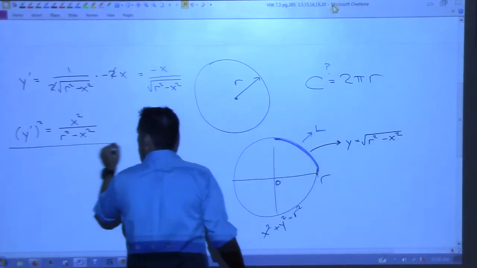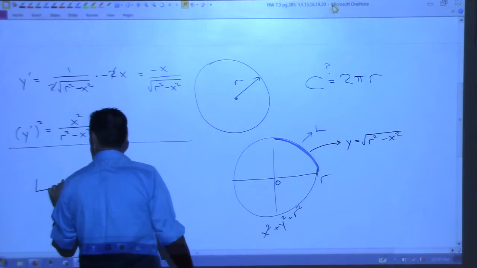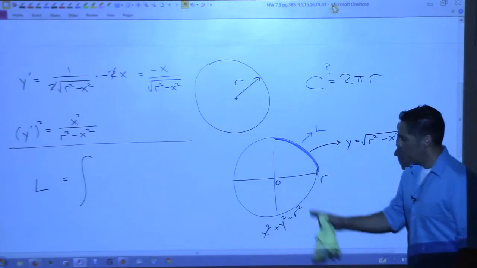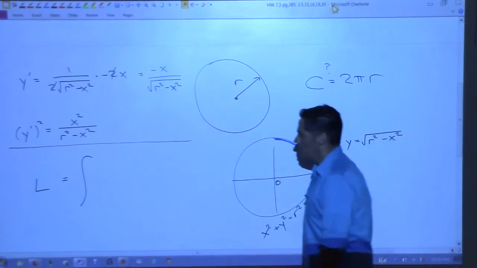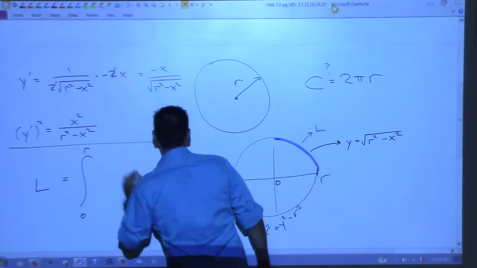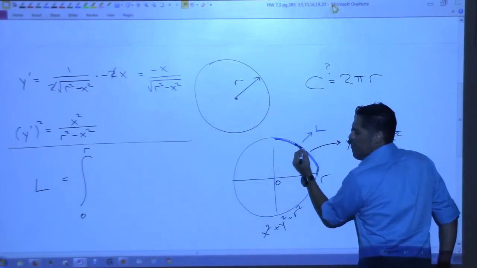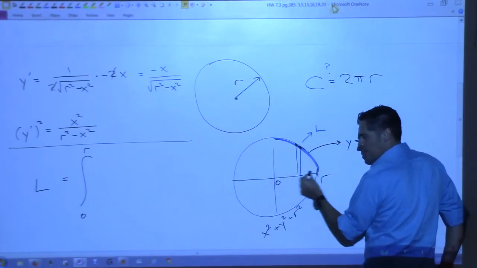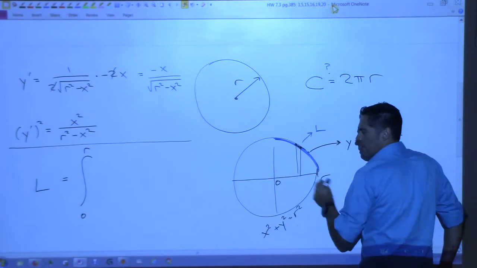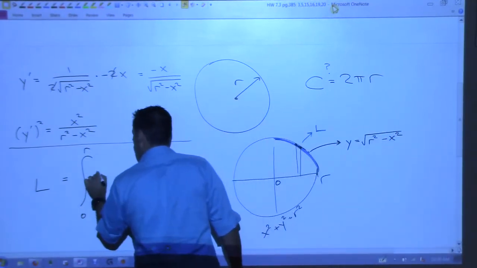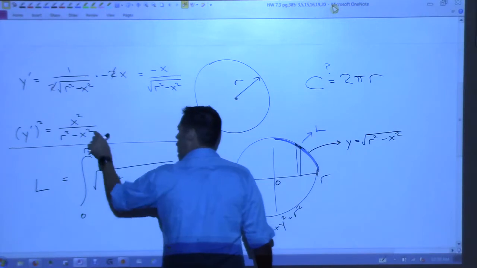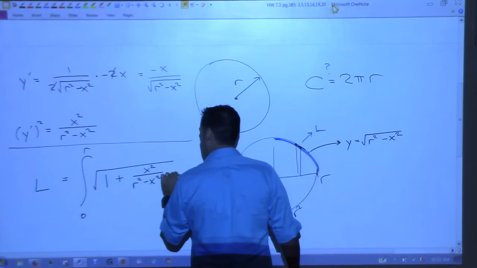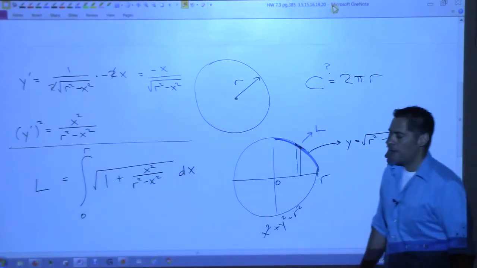Let's do it. That was all my scratch work. Here comes the formula. The length of that blue curve right here should be the integral from where to where? 0 to r, right? So what we're doing is cutting this up into a bunch of little infinitesimal pieces, almost like coming off the top edge of that rectangle. So x is always varying between 0 and r. Okay, so I have the square root of 1 plus that, x squared over r squared minus x squared, and then dx. That's just the formula.